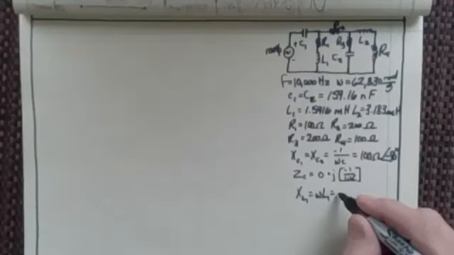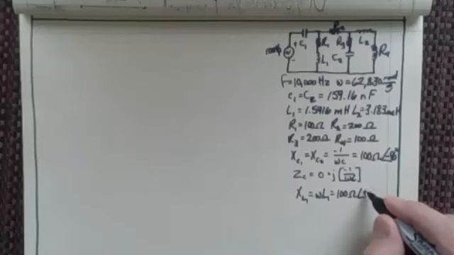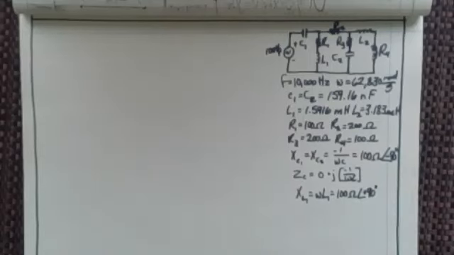And I think everybody can see that 62,830, I'll do it, 62,830 times 0.00159116 gives me 100. So there we go. So that's going to be 100 ohms, and then at positive 90 degrees, right?